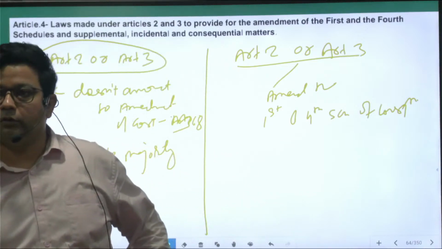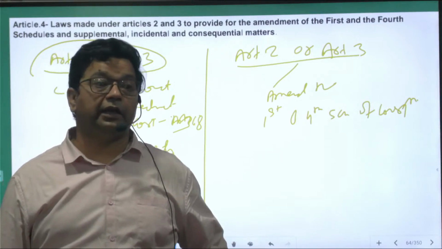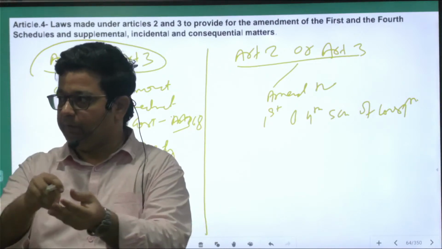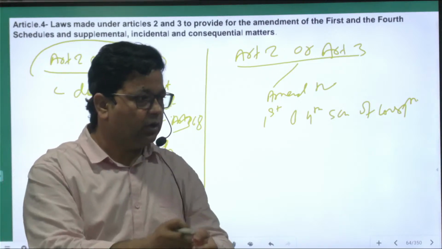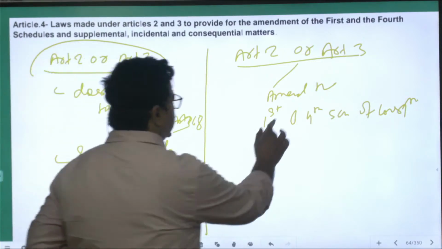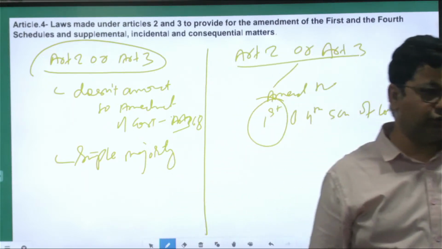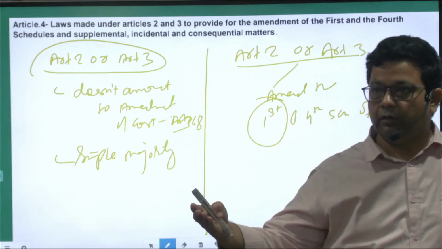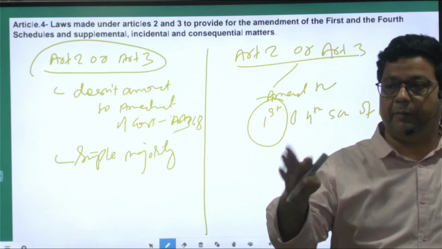Are you getting my point? What is the first schedule of the Constitution? It talks about the name of the territory of India. So if you are creating any new state, their name, territory boundaries, capital, populations all have to be mentioned in the Constitution, yes or no? For that you need to amend the first schedule also. Whatever you are doing by Article 2 or 3, it requires that the first or fourth schedule should be amended.